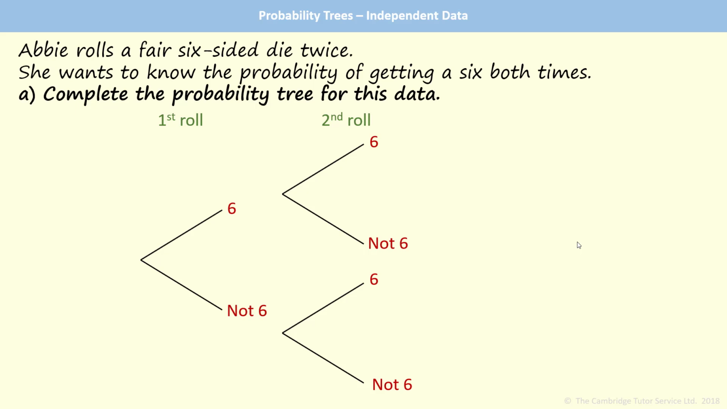Abby rolls a fair six-sided die twice. She wants to know the probability of getting a 6 both times. First, complete the probability tree for this data.